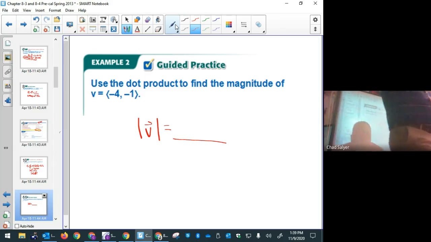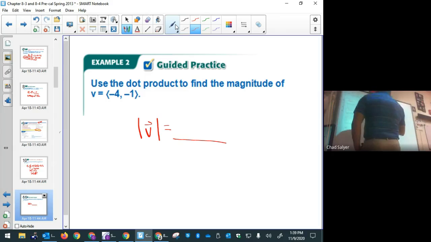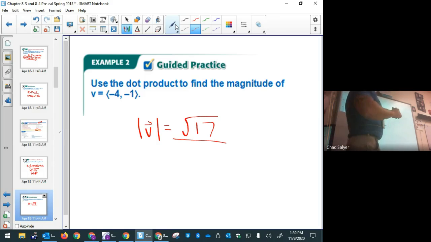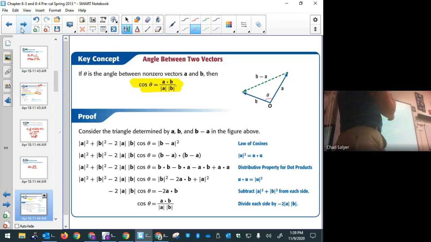So tell me what this is, Peyton. 17. Not just 17, but there you go. So you were telling me the magnitude squared, so the magnitude itself is the square root of that value. But good job, you had the value right. So here's an important formula.